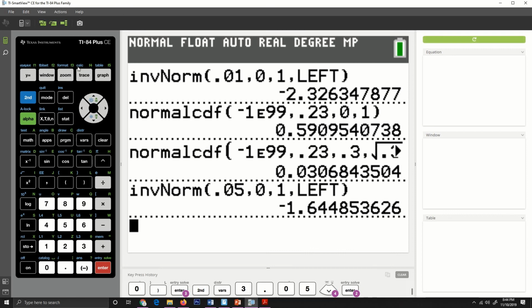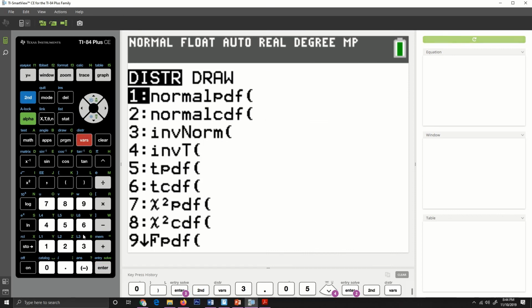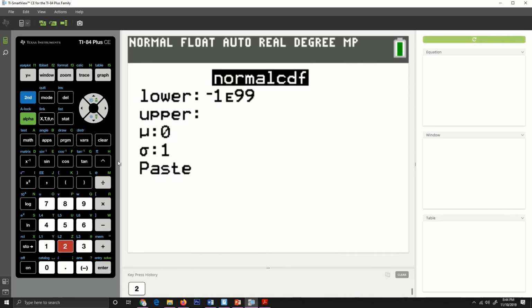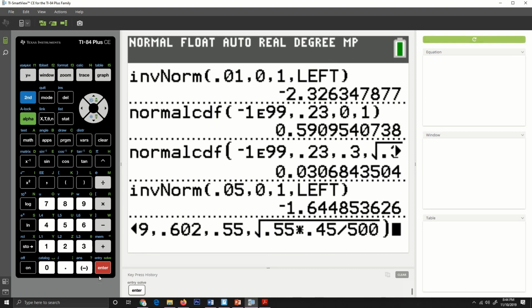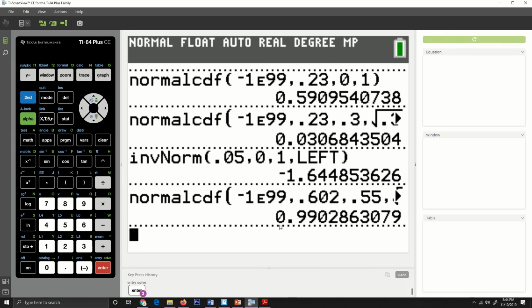Now, if we go ahead and do that, so second distribute, and then our normal CDF, we go from negative infinity to 0.602, our value there is 0.55, and then our standard error, which is 0.55 times 0.45 divided by 500, and then we want to paste that in, and we get 0.9903.